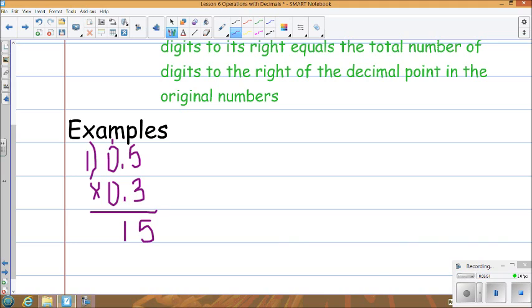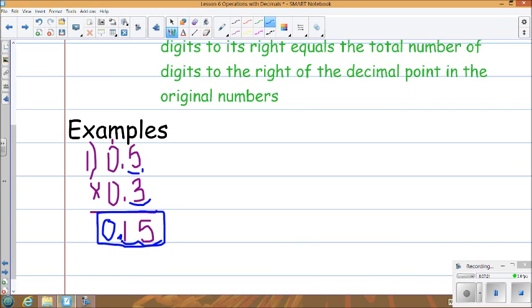But the most important part here, so far we have 15, but the most important part is the decimals. So I have 1 decimal place here and 1 decimal place here, which means that for my answer, instead of 15, I actually have to make sure that I have 2 decimal places. So it's really going to be 0.15, 15 hundredths. So 0 and 15 hundredths is the answer.